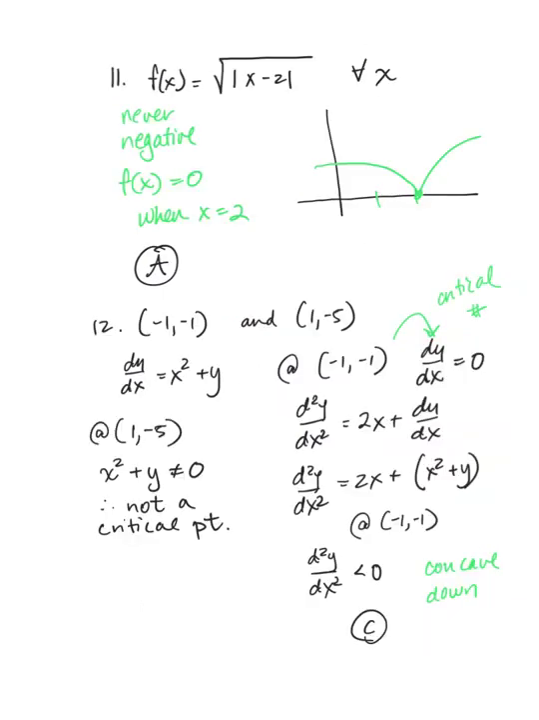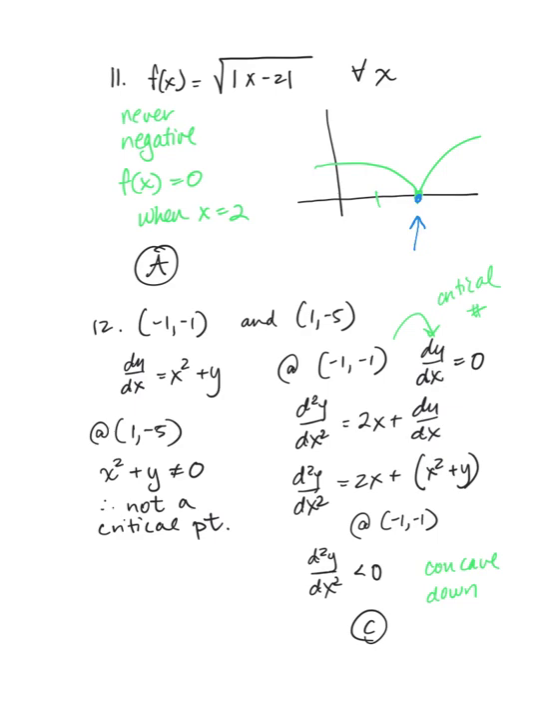Number 11, f of x is the square root of the absolute value of x minus 2. Knowing that the absolute value function looks like a V with its vertex at the point 2, 0, the square root is just going to sort of soften those edges. Instead of being linear, it's going to look a little more curved. But it's going to have a sharp point there at 2, 0. We know it's never negative, and therefore we know this function is going to be continuous here, but not differentiable. And that would be choice A.